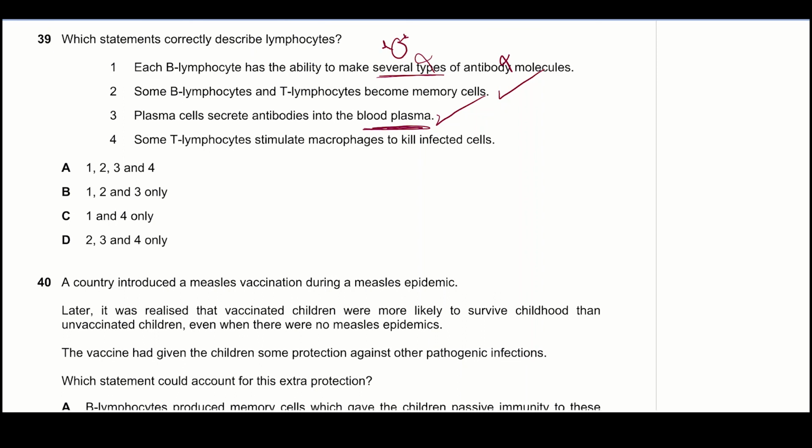4. Some T lymphocytes stimulate macrophages to kill infected cells. This is also correct. The reason for this is T helper lymphocytes secrete some proteins called cytokines, which activates macrophages. So 2, 3, and 4 is correct, and the answer is going to be D.